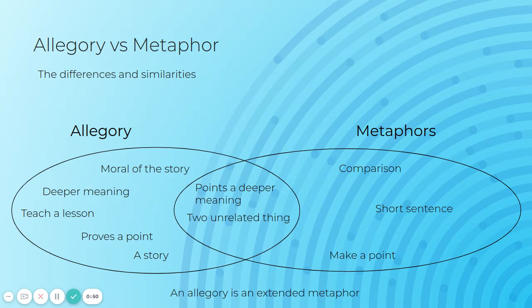Allegories versus metaphor. The differences and similarities. Allegory is the moral of the story. It's the deeper meaning, and it teaches a lesson, proves a point, and is the whole story. A metaphor is the comparison, it's a short sentence, and it makes a point. They both point to a deeper meaning, and they compare two unrelated things. An allegory is an extended metaphor.